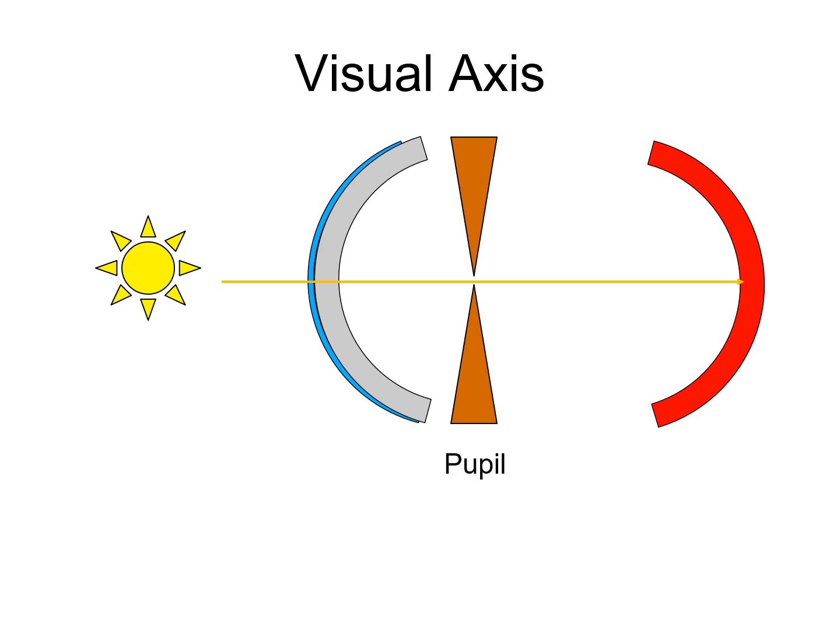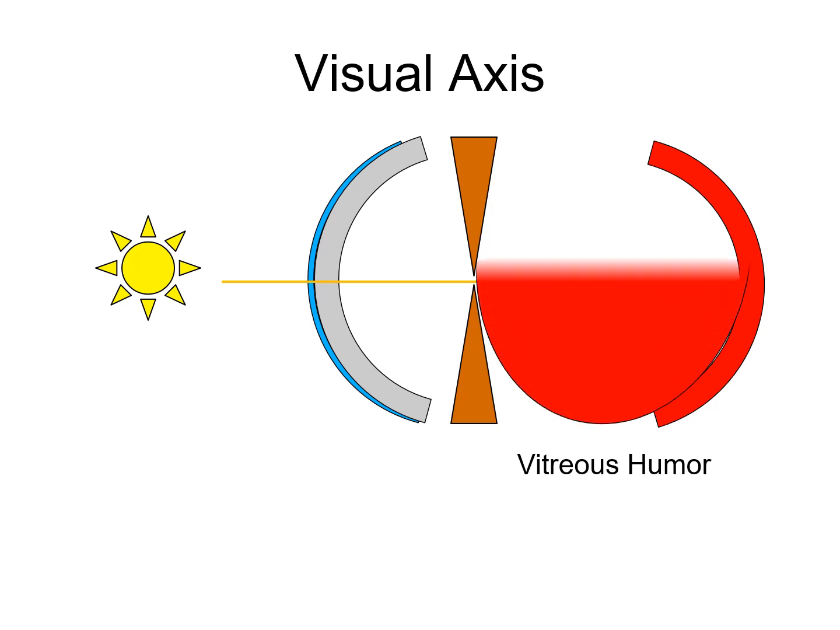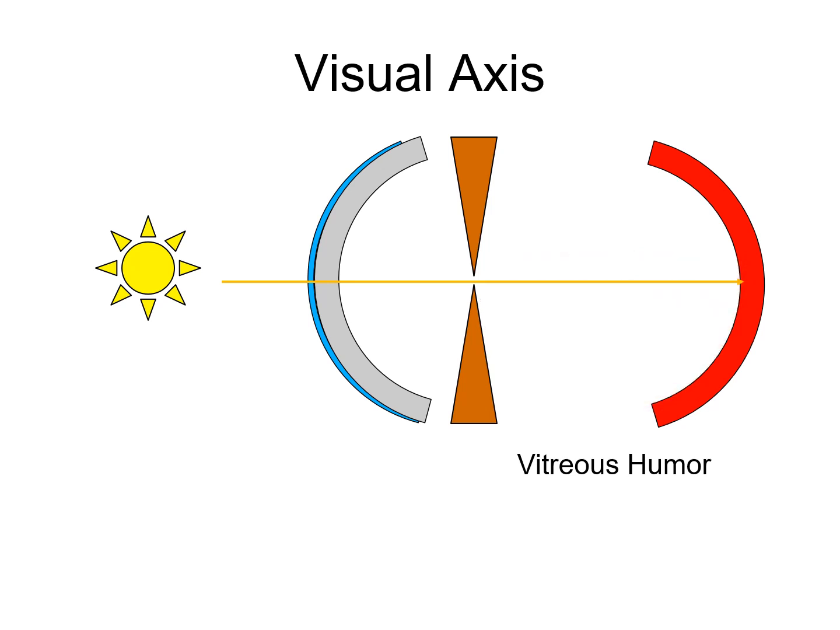The next structure that is passed by light is called the pupil, which acts like a pinhole that directs light better into the retina. Light then passes through the vitreous humor, which, like the aqueous humor, may be obstructed by blood or other material which light is unable to pass through.